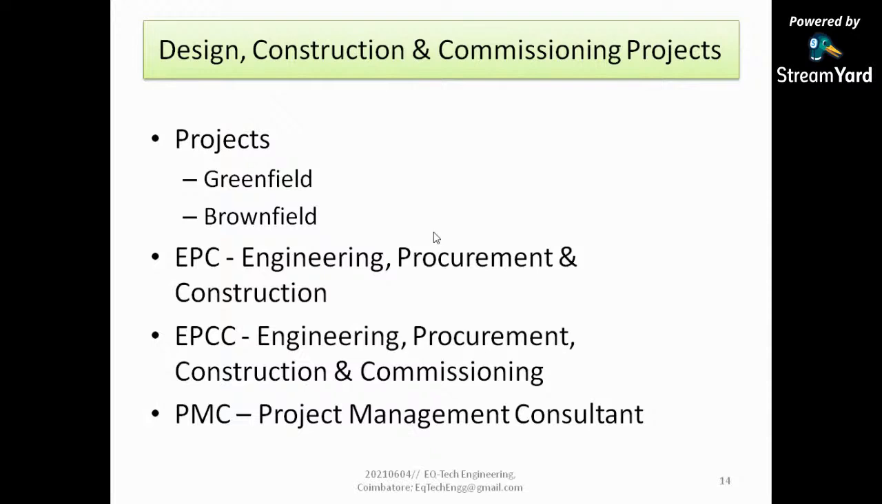There is one more term known as project management consultant. So when a project is started, the operators or the plant owners will appoint a project management consultant to oversee the project. Because an EPC project will have different units. A plant will have different units of operations. So sometimes if it is a big project, each unit responsibility will be given to a different EPC contractor. So all these different contractors will be managed by the project management consultant.